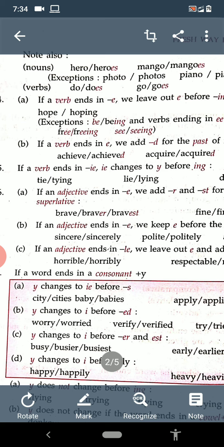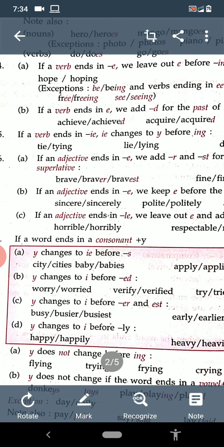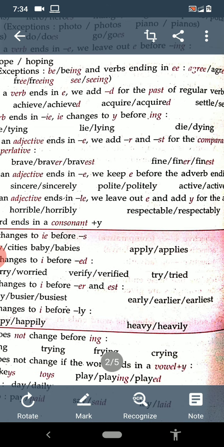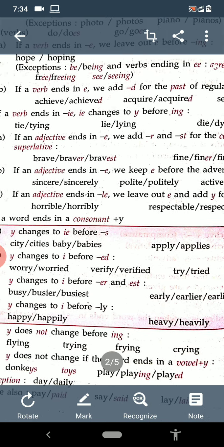Now see in the box, Y changes to IE, that is S. City, cities, baby, babies. Worry, worried, verify, verified, try, tried. Then Y changes to I before ER or EST. Busy, busier, busiest. Early, earlier, earliest.